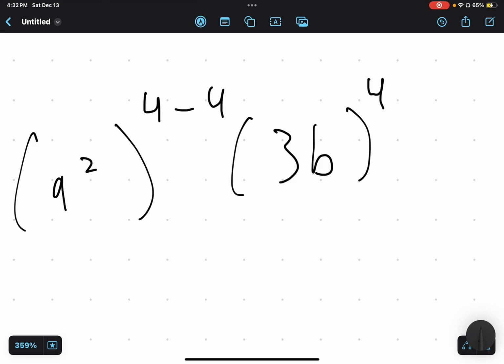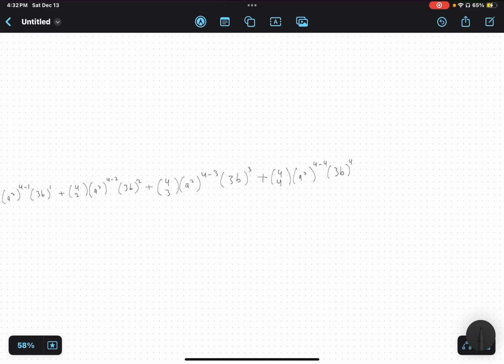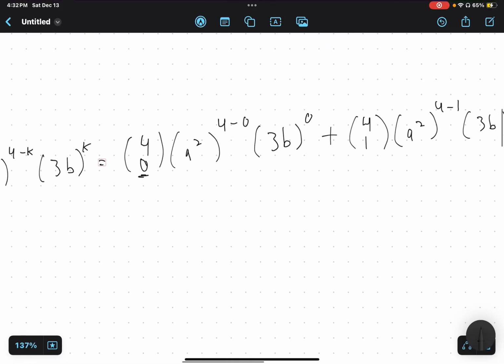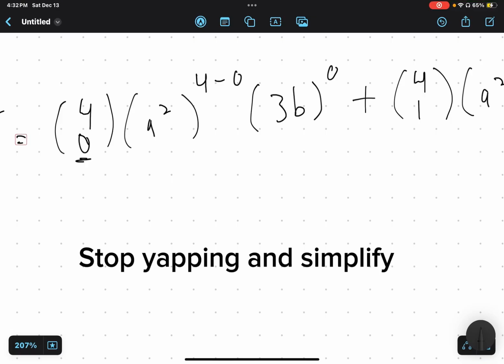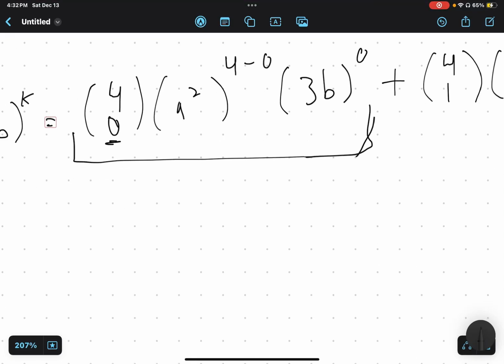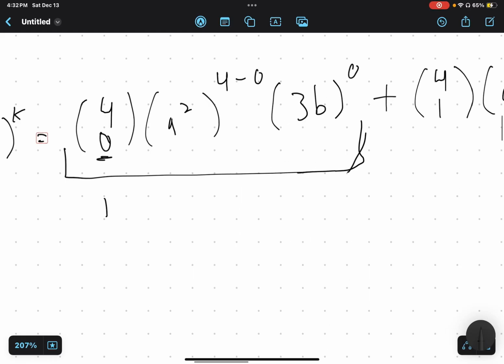Okay, so we're going to group and simplify. Now, yes, this does look long, but as you guys already know, it's really easy, so there's nothing to worry about. Just imagine a wolf in sheep's clothing, okay? It looks scary on the outside, but really easy, or soft, on the inside. So we have 4 choose 0. We're going to do this one first. 4 choose 0 is 1, all right? We're going to do a squared to the power of 4 minus 0.